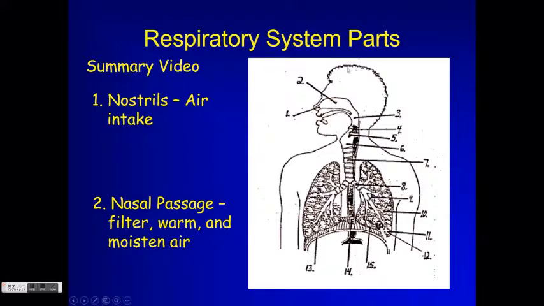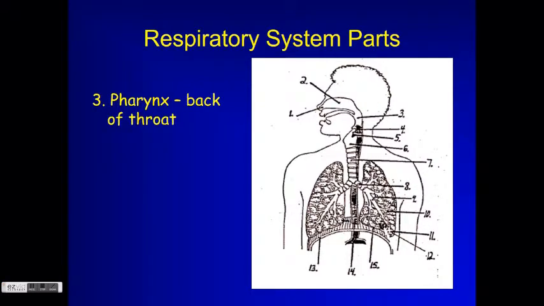From the nasal passage, the next place is where the mouth and the air from your nostrils kind of meet. And number 3 is your pharynx. The pharynx is the back of your throat.